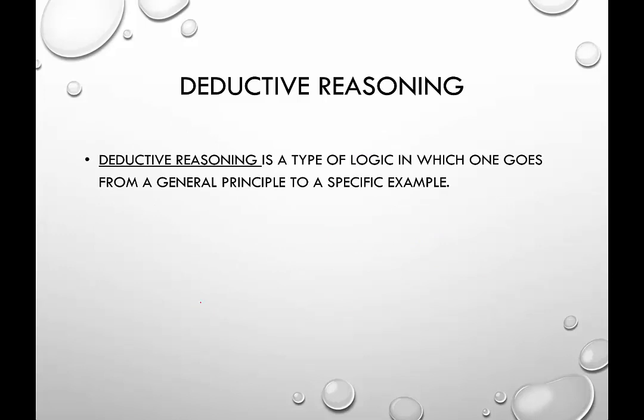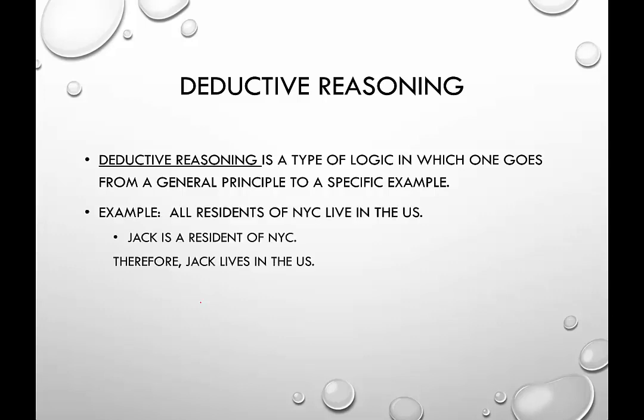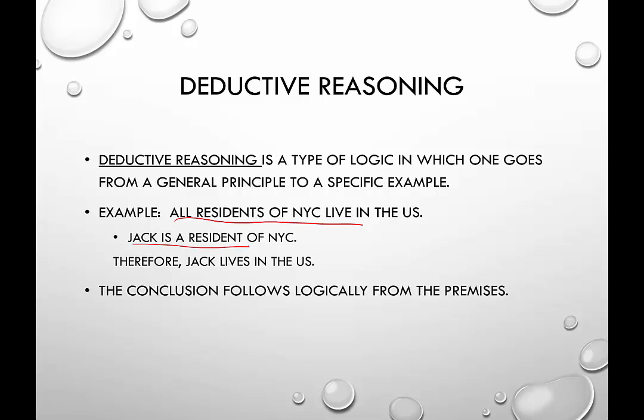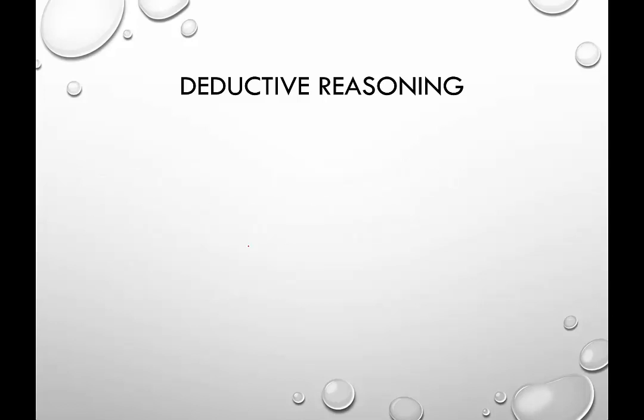All right, on to the definition. Deductive reasoning is a type of logic in which one goes from a general principle to a specific example. So for example, all residents of New York City live in the United States. Jack is a resident of New York City. Therefore, we can make the conclusion, because it's saying that everyone who lives in New York City lives in the United States, and what we know is that Jack is a resident of New York City, we get to safely conclude that Jack must live in the United States. The conclusion follows logically from the premise.